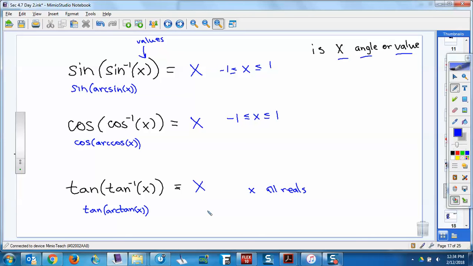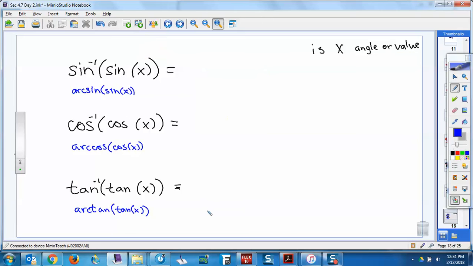-1/2. See how they're canceling each other out, right? So sine and inverse sine cancel each other out. We just get x. When the sine or the cosine or the tangent is on the outside, that's what's going to happen. Okay? Those two are just going to cancel each other out. All right. Now, what happens when we reverse it?